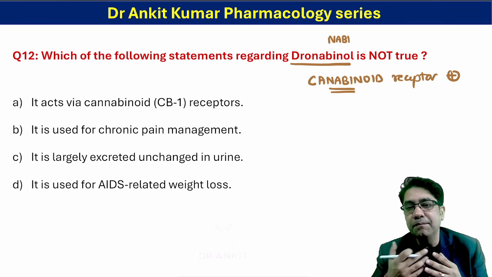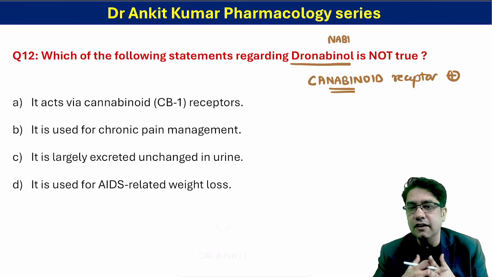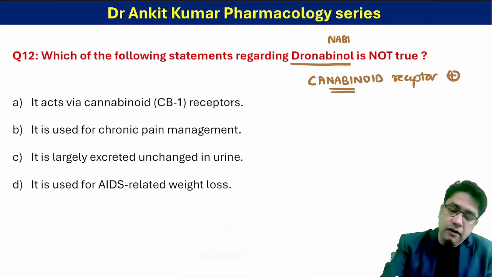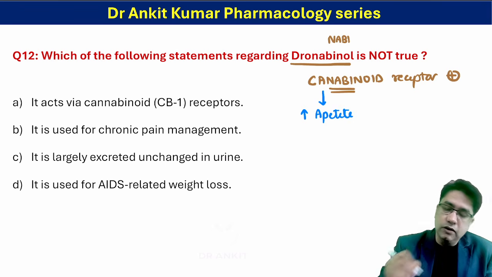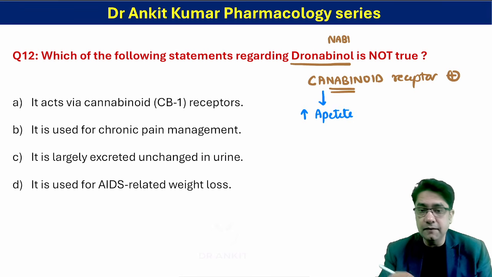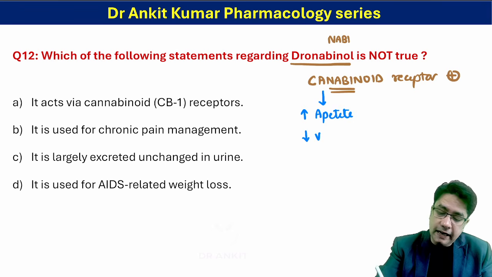Now understand, when a patient takes cannabinoid, bhang, charas, ganja, similar action will come, which is seen with dronabinol. Remember, cannabinoids increase or stimulate appetite. So there will be weight gain, a person eats a lot, plus it decreases vomiting and pain.